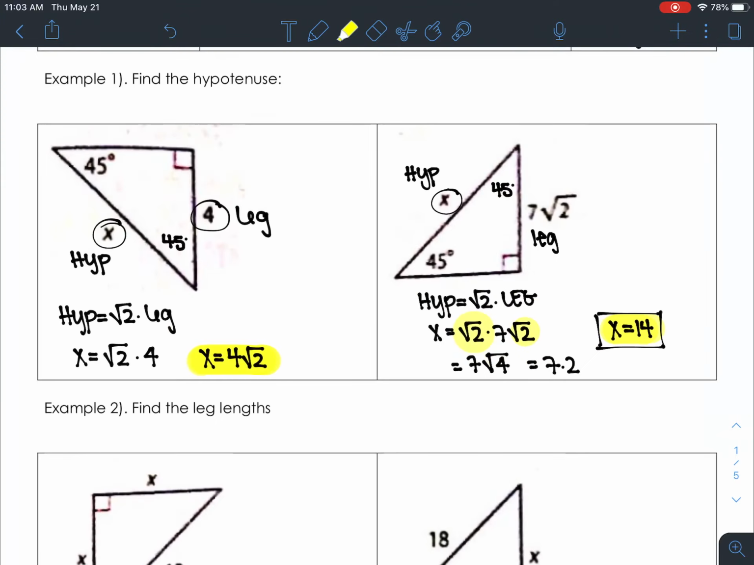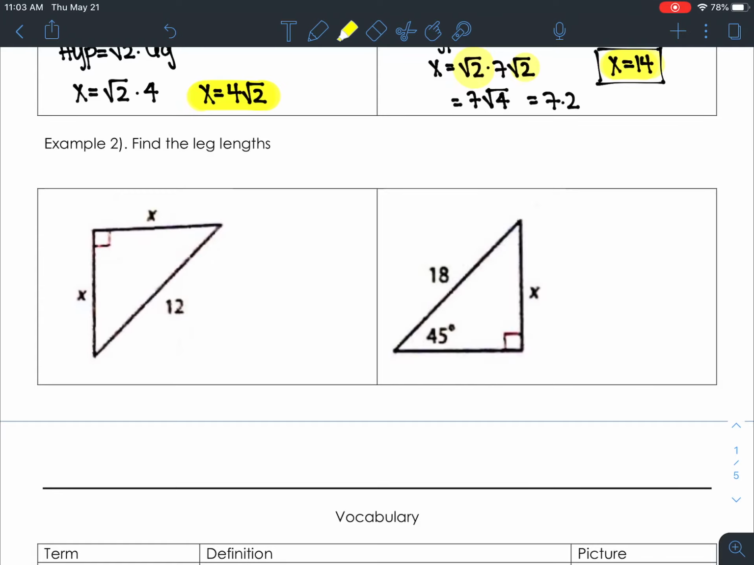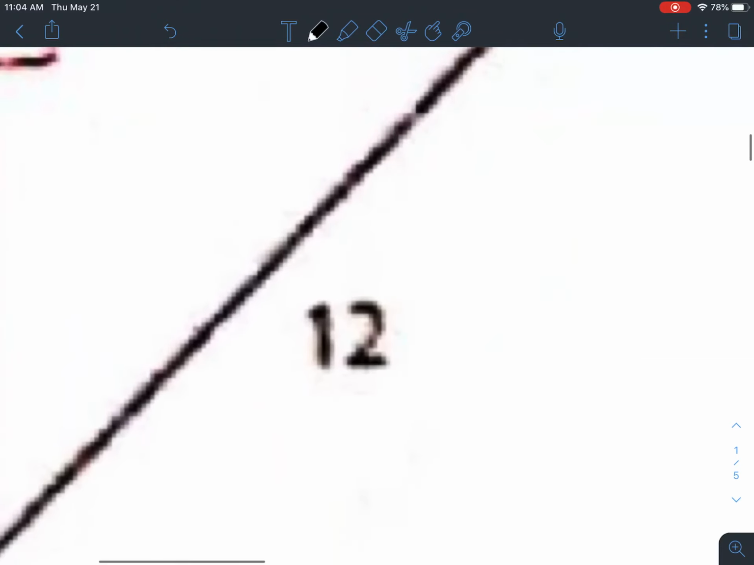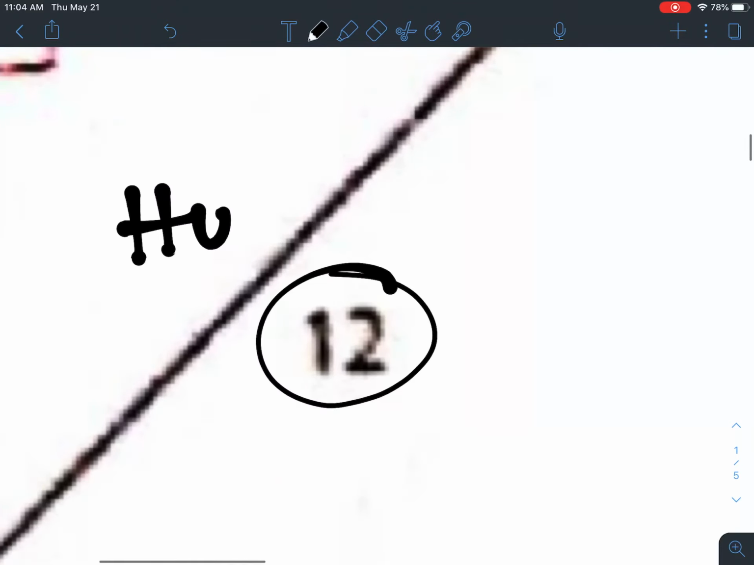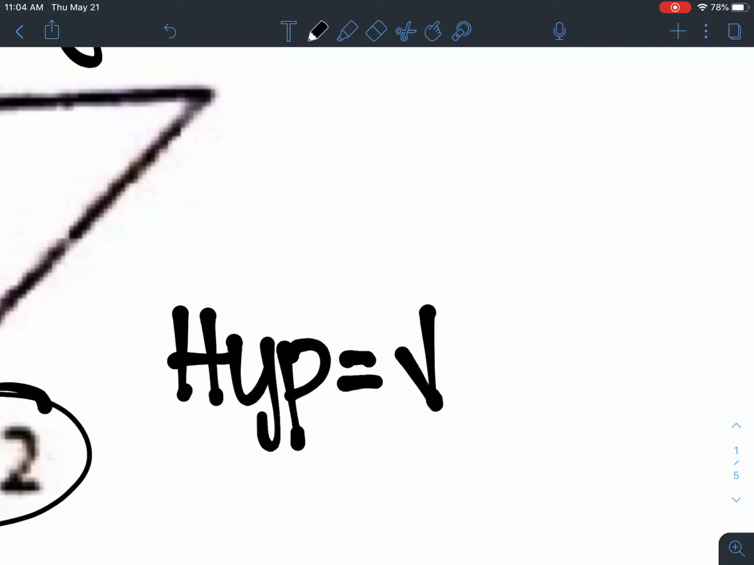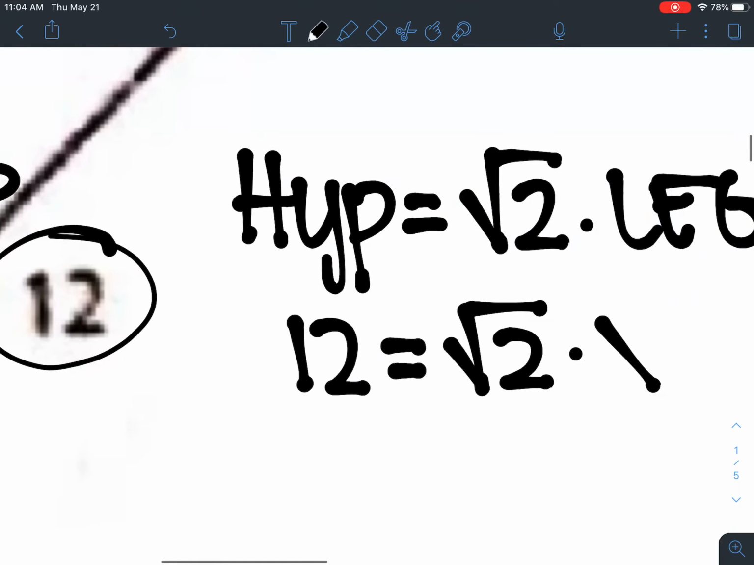On both of those ones, it was pretty easy because we were given the leg and we had to find the hypotenuse. For these next two, we're given the hypotenuse and we have to find our legs. So this time, our x is going to represent our leg and our 12 is going to represent our hypotenuse. If I write down that formula again, hypotenuse is equal to square root of 2 times the leg. The 12 goes in for my hypotenuse, equal to the square root of 2 times x.